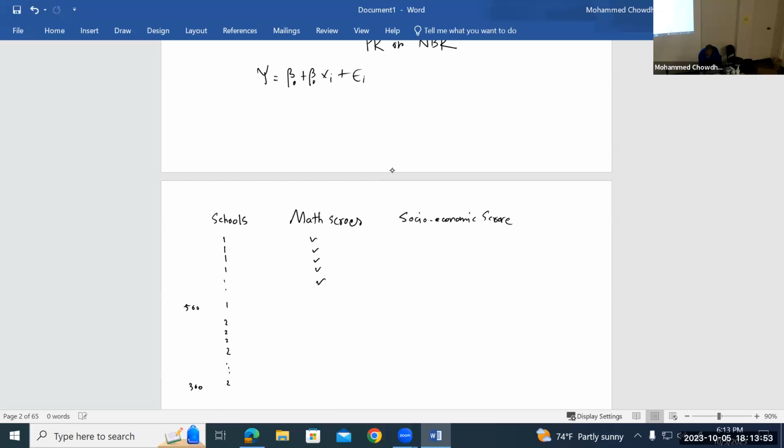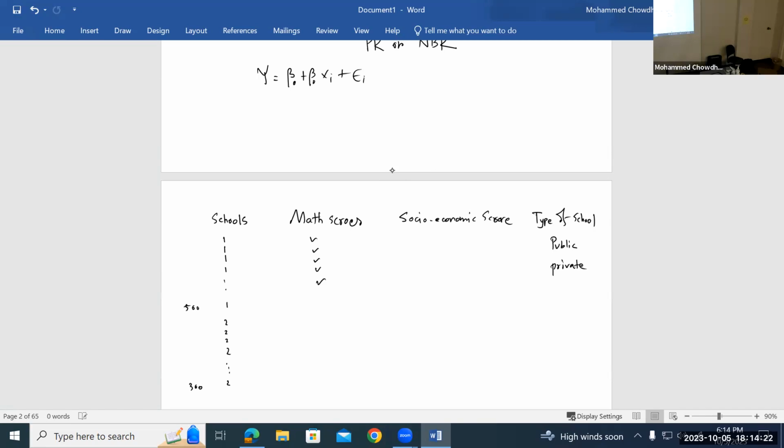So socio-economic score, and then type of school. Is this a public school or private school? So try to understand the format of the data. If the data is in this format, I want to do the predictive modeling.